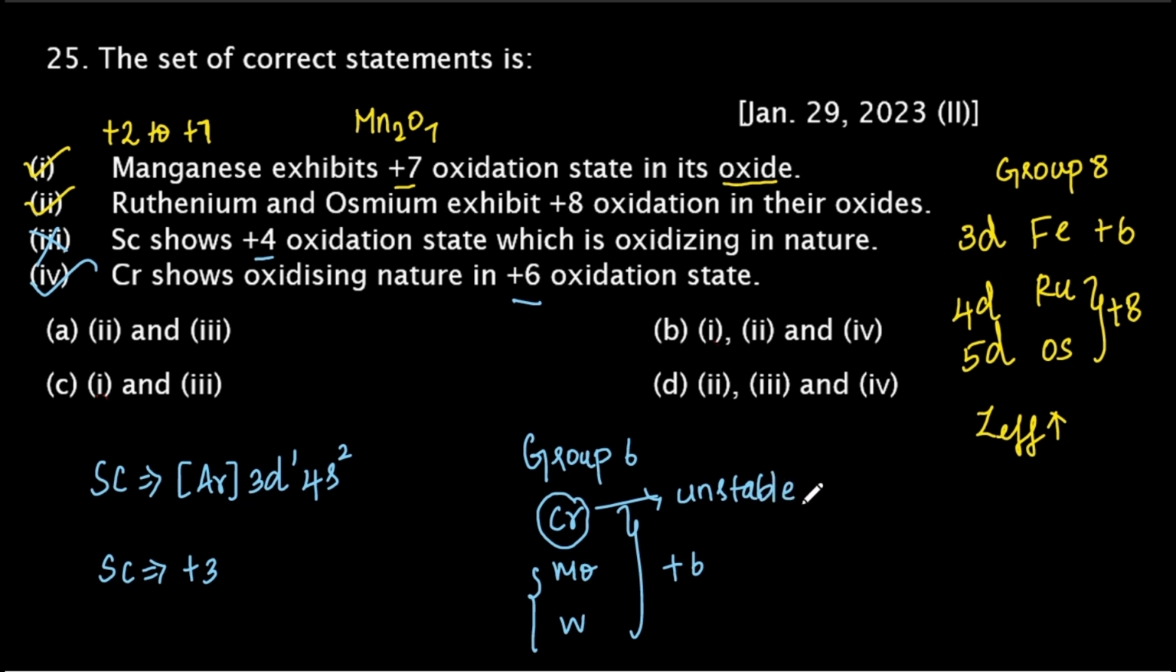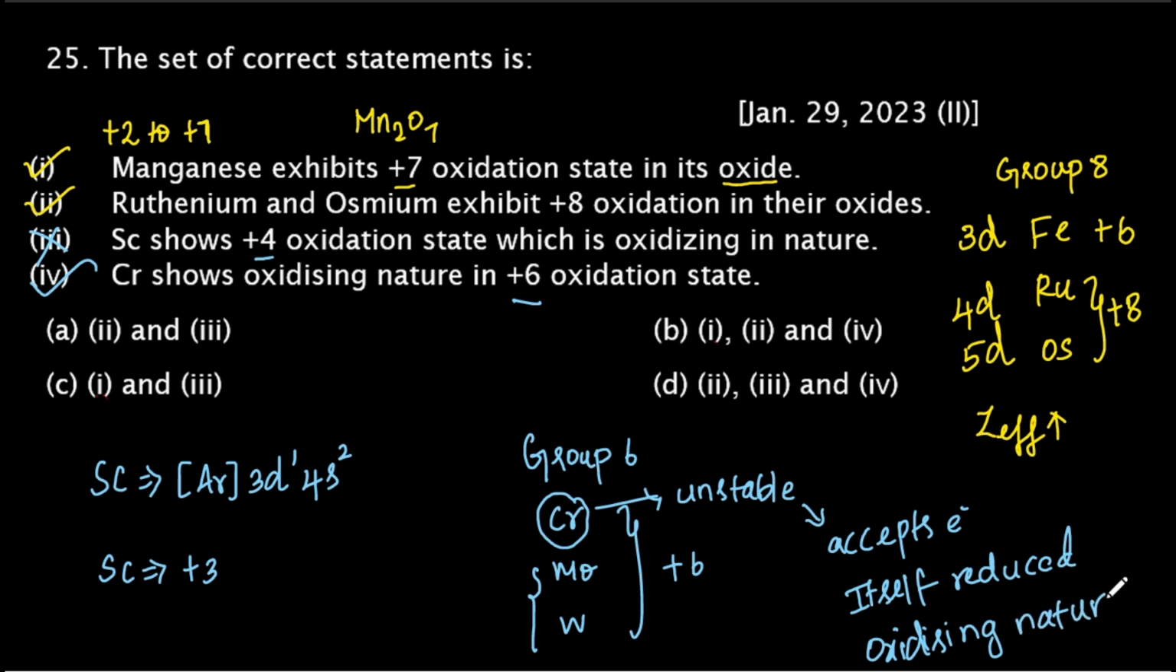So it easily accepts electrons and itself is reduced. When the species is itself reduced, it can act as an oxidizing agent. So it has oxidizing nature. So chromium shows the +6 oxidation state, that is correct, and it is oxidizing in nature. Why? Because the +6 oxidation state in chromium is unstable, so it accepts electrons and gets reduced, so it can act as an oxidizing agent.